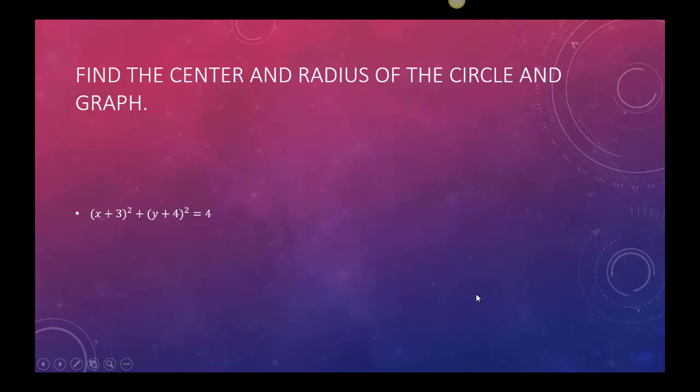So let's look at it again. I just changed the center and radius. So this time it says (x plus 3) squared plus (y plus 4) squared is 4. This time again, I really need to know what my center is before I can start. Remember, we're flipping them. So instead of 3, I have negative 3. Instead of 4, I have negative 4. And that 4, I take the square root and I get 2.